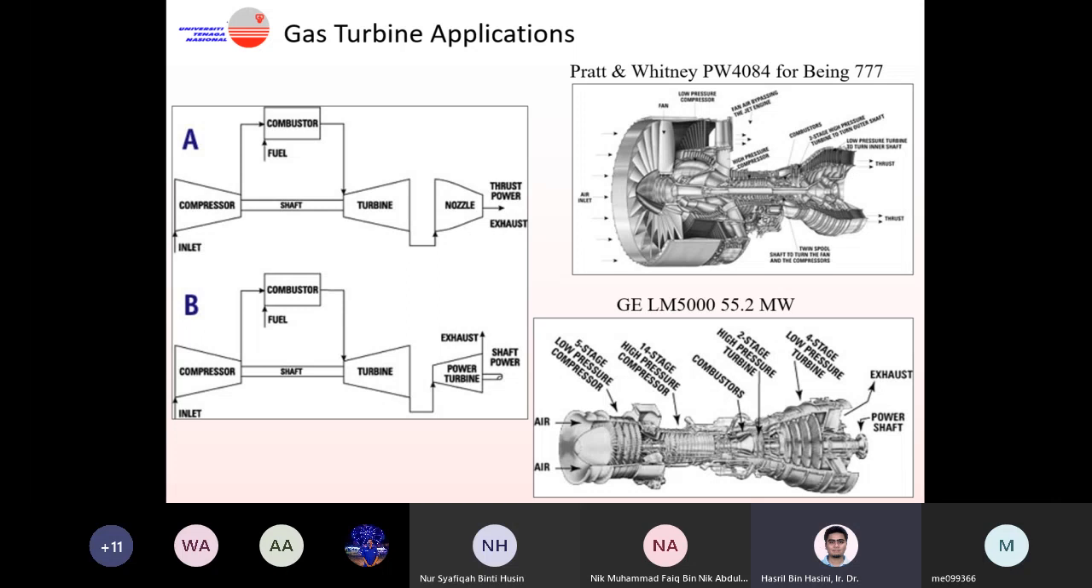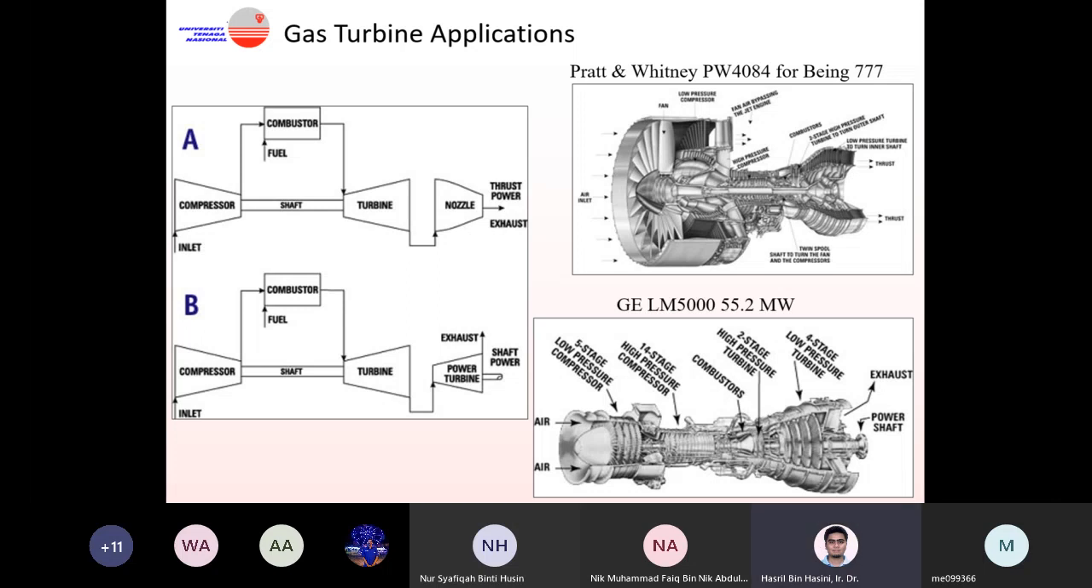All right, so that is the difference between the gas turbine that we use in an aircraft as well as the gas turbine for the use of a power plant. This is a simple illustration of a gas turbine used in an aircraft. Usually the gas turbine in an aircraft is much smaller compared to the one used in the power plant, of course, because the power required in the aircraft is not as high as the power used in the power plant.